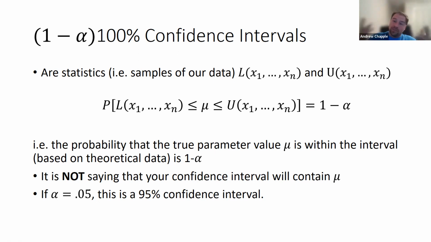However, for your sample, this gives you a good estimate of where that true value is, right? So you might get a 95% confidence interval that says, okay, the lower bound is 1, the upper bound is 3. That means you have pretty good evidence that the true average growth from 7 to 8 years old is between 1 and 3.